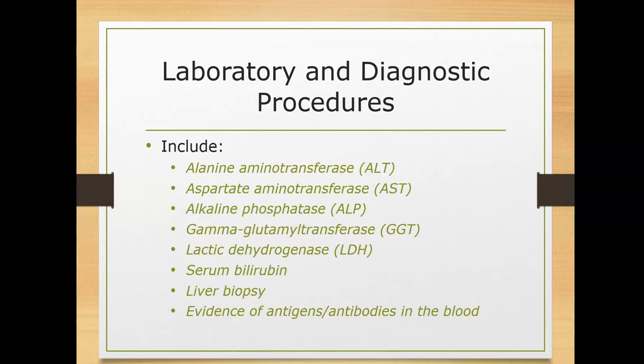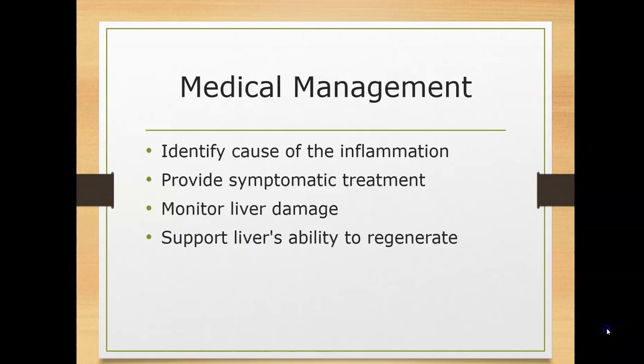The serum bilirubin also is going to tell you, are your bilirubin levels high or low? And they may do a liver biopsy if they want to take a look at the liver tissue. Another big test that you may see, and I think it's probably the most common test I've seen besides liver enzymes, is a test for evidence of antigens or antibodies in the blood. So you may see an anti-HAV or an anti-HBV type antibody or an HCV to see if the patient has antigen or antibodies to these viruses.